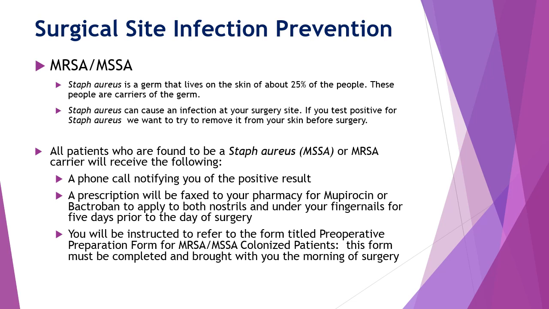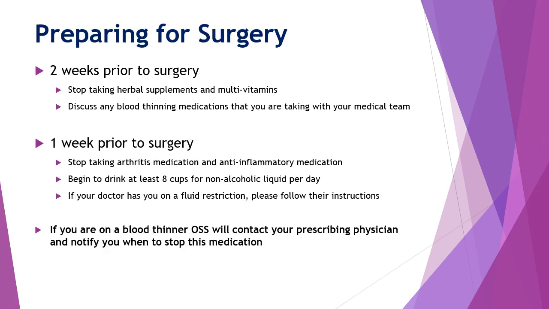Preparing for surgery. 2 weeks prior to your surgery, you will stop taking any herbal supplements and multivitamins. Discuss any blood thinning medications that you are taking with your medical team. 1 week prior to surgery, stop taking any arthritis medication and anti-inflammatory medications. Begin to drink at least 8 cups of non-alcoholic liquid per day. If your doctor has you on a fluid restriction, please follow their instructions. If you are on a blood thinner, OSS will contact your prescribing physician and notify you when to stop this medication.